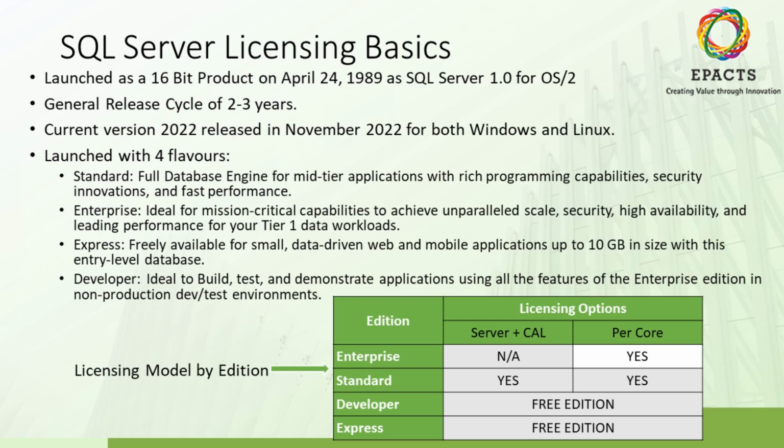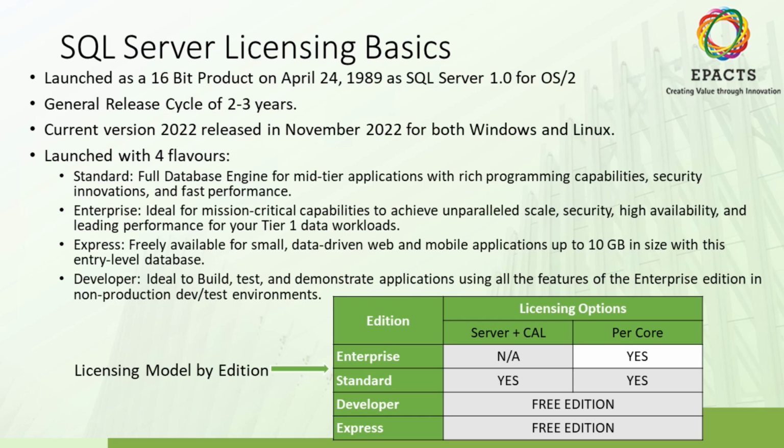All you need to do is buy a core-based license that covers not only your internal users, it also covers users outside the organization. Now, Standard Edition is available in a server CAL model as well. So irrespective of whether your server is running 1 core or 16 cores, your server license will cover all those cores. Okay, but you need to buy CALs.